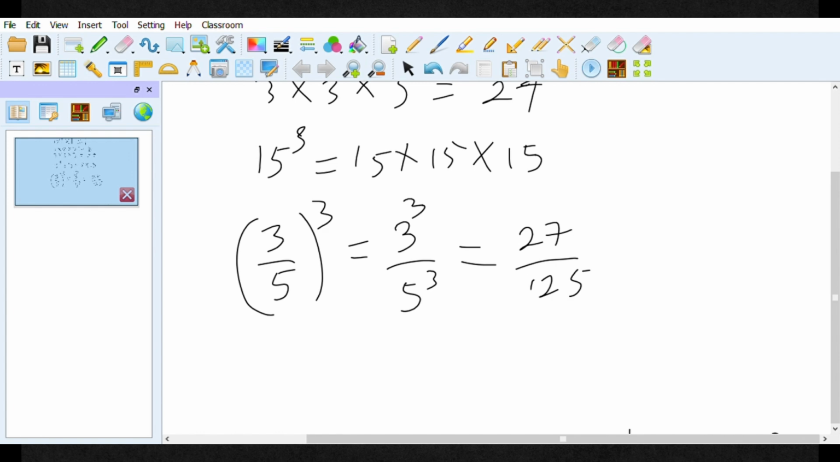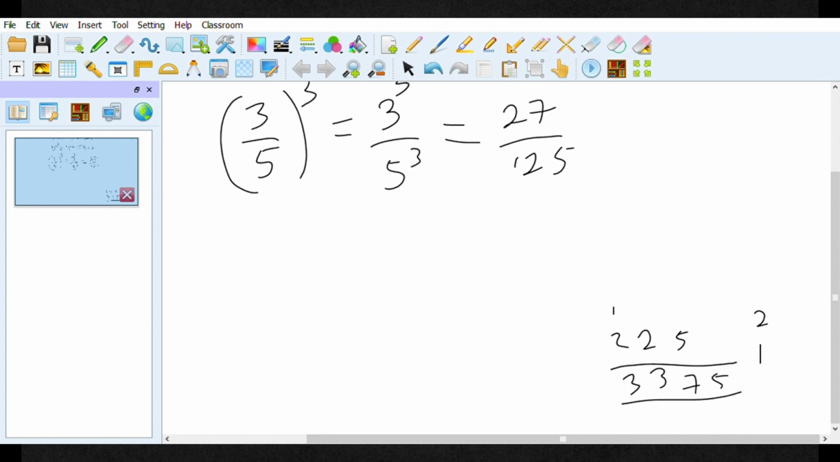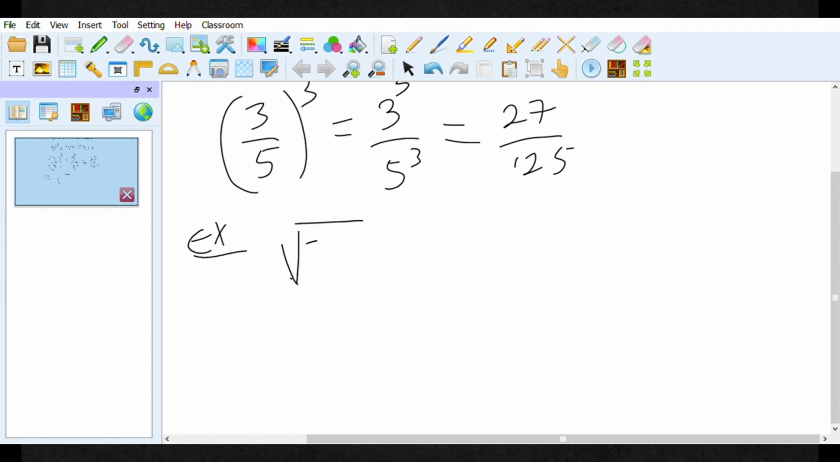Cube means multiply a number by itself 3 times. Okay, let's look at some examples on cube root. In this example, we're asked to find the cube root of 729. Find the cube root of 729.